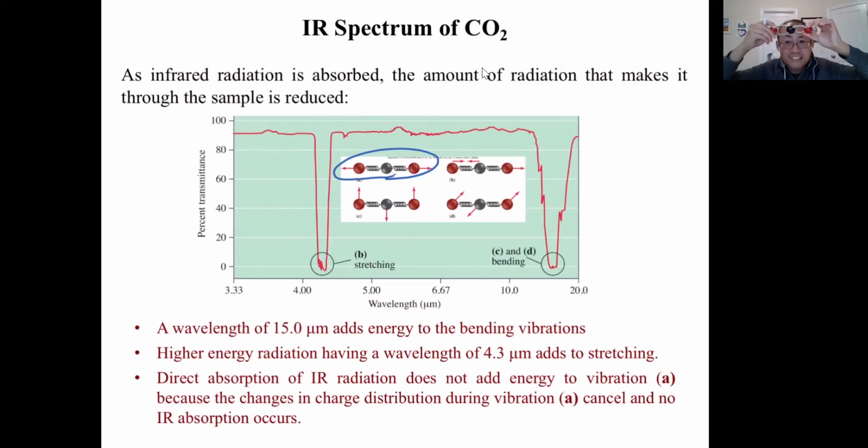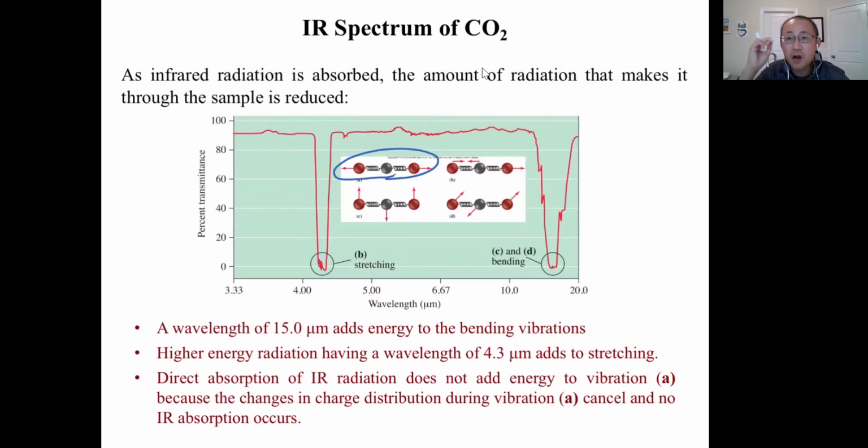So the overall dipole of the molecule, the charge distribution of the molecule, does not change during vibration. Even though there's a stretching, these 2 charge distributions cancel each other because the geometry is linear. So in symmetrical stretching vibration, these 2 charge changes cancel each other. So symmetrical stretching is not showing in the IR spectrum because it does not absorb IR.